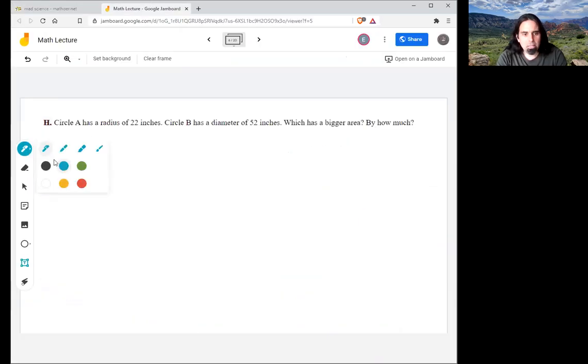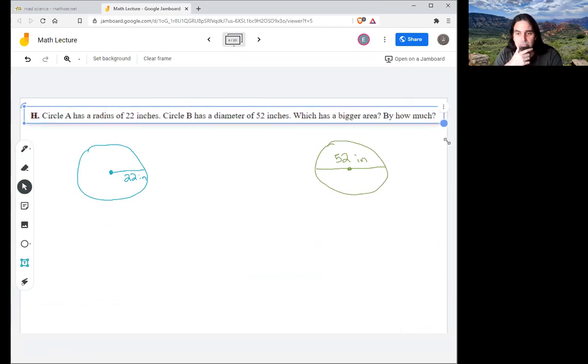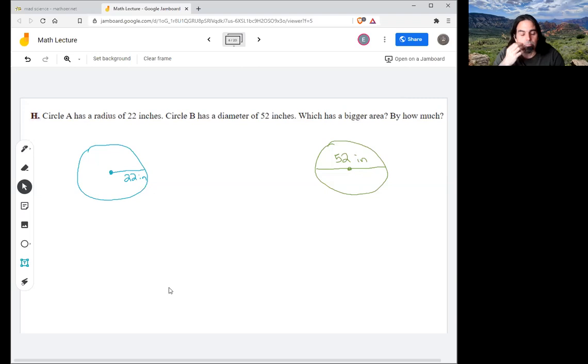So circle A has a radius of 22 inches. Oh, that's a terrible circle. That's also terrible, but we'll just say okay. Circle B has a diameter of 52 inches. So which one has a bigger area and by how much? I think we need to find two areas. Where would we start? The first one?